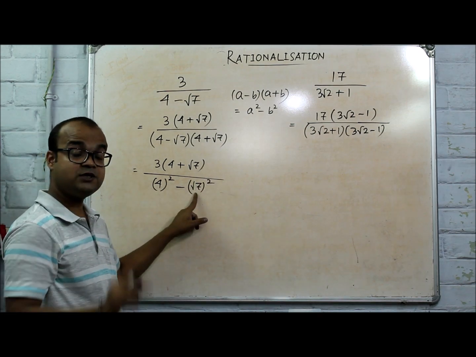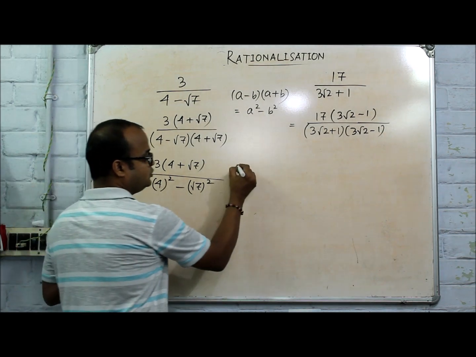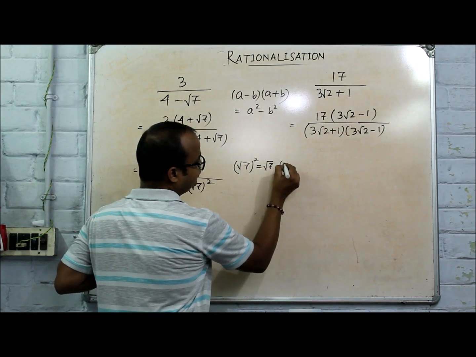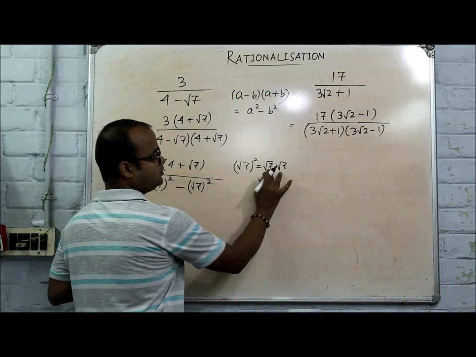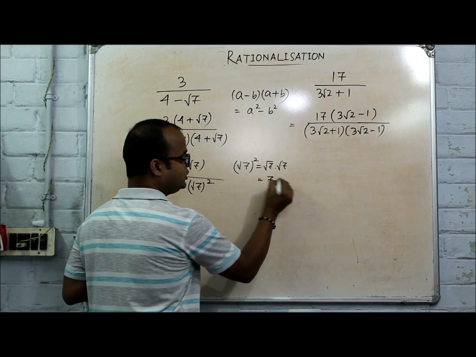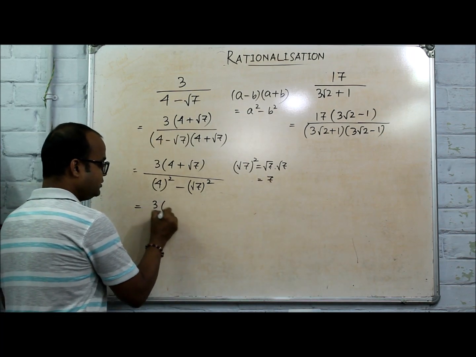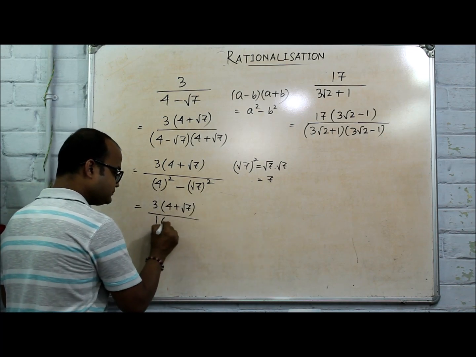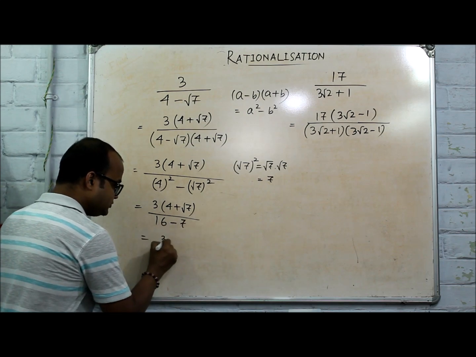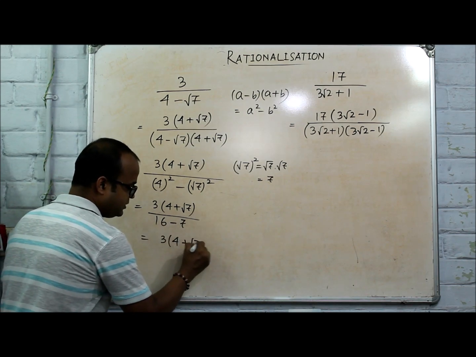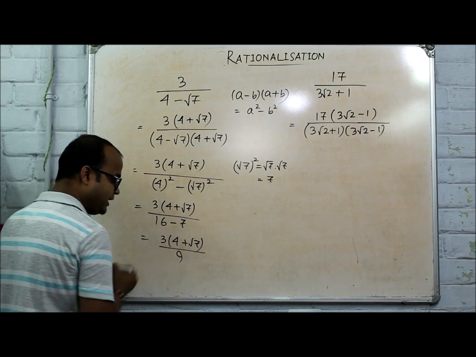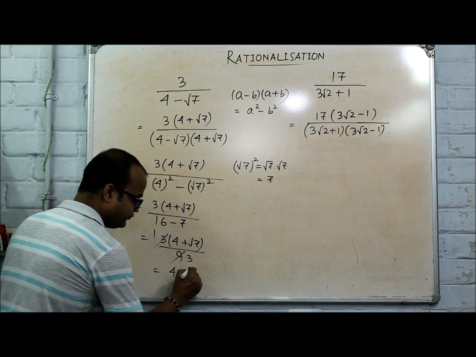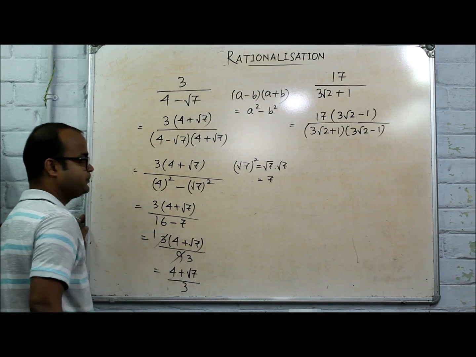Now root 7 square means root 7 into root 7. Root 7 square is equal to root 7 into root 7, and we already checked root 7 into root 7 is equal to 7. So 3 (4 plus root 7) by 16 minus 7. 3 (4 plus root 7) by 16 minus 7 is equal to 9. 3 ones are 3, 3 threes are 9. So your answer will be (4 plus root 7) by 3.